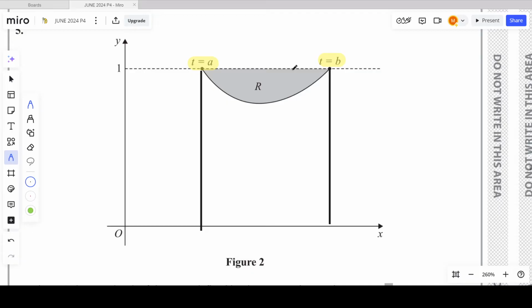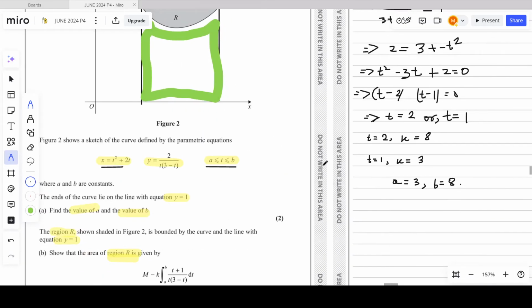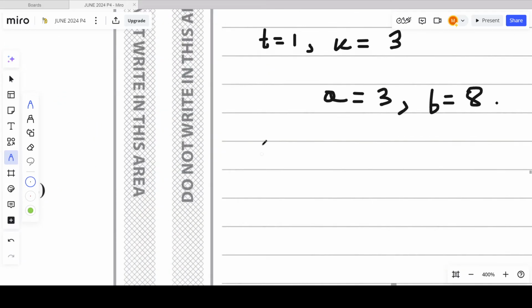Region R. So for finding the area of region R, we can do one thing at first. We can find the area of the whole rectangle, and from that rectangle we can subtract the area under the curve. This area we can subtract later on from the whole rectangle. So for part B, we will first find the area of the rectangle.